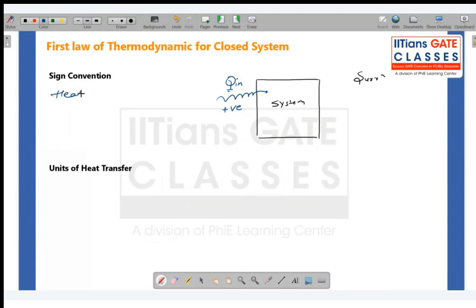So heat supplied to the system is taken as positive. And it is just a random assumption. You can take it negative as well, but whenever you are solving a question, you have to always assume a particular sign. You cannot, in the same question, take Q in somewhere negative and Q out somewhere negative. So you have to follow only one convention.